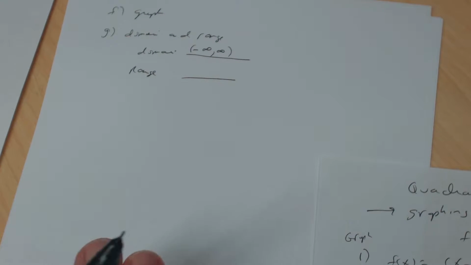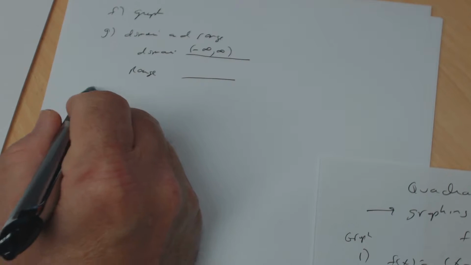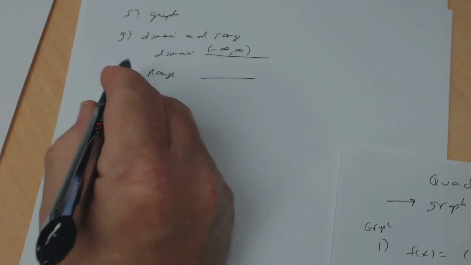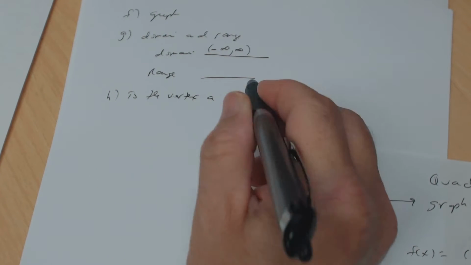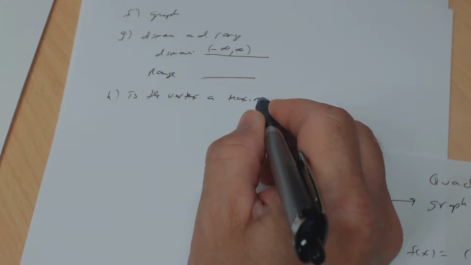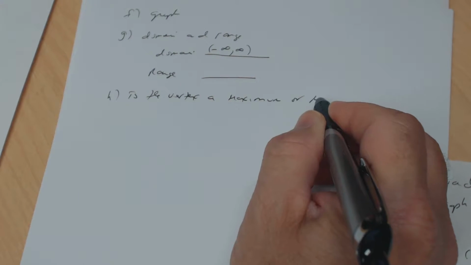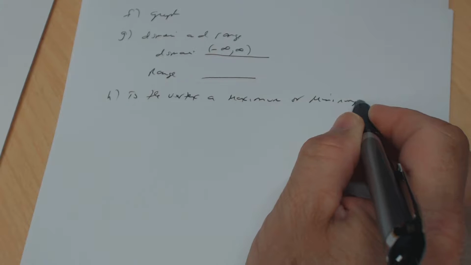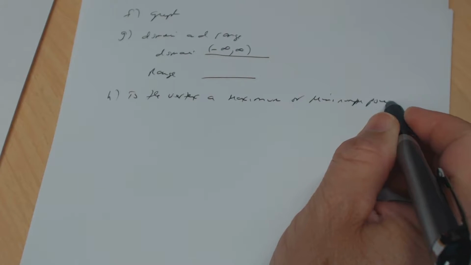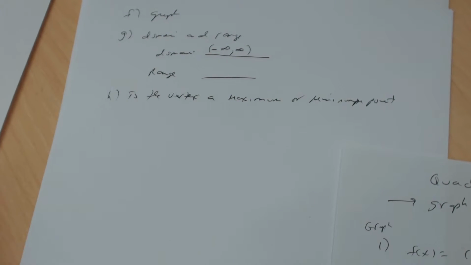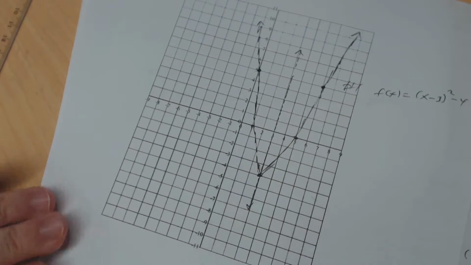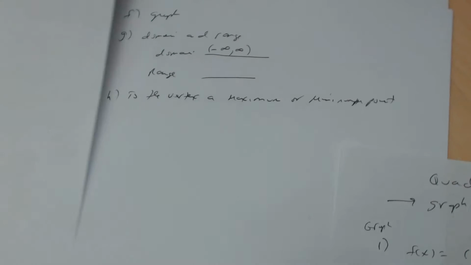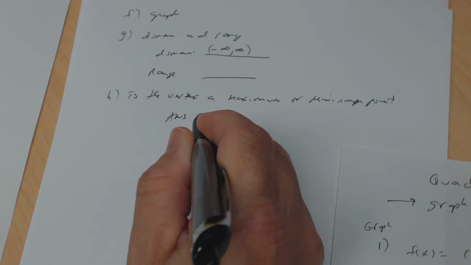Now the range, it depends on whether it's a max or a min. So I'm going to ask you this for letter H. Is the vertex a maximum point or a minimum point? Maximum or minimum point? Right? So in this case, you know that it's a minimum, it's a low point. So decreasing, increasing. So it's a low point. So it's a minimum. So the answer, minimum.